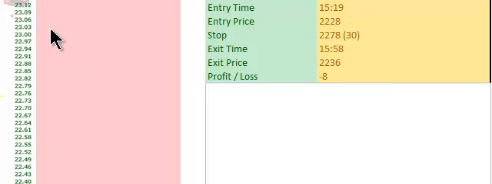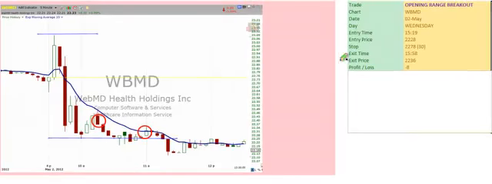Okay, the next trade of the day was WBMD. In this trade, it nicely held within the 10-period moving average and bounced nicely off the 10-period moving average. It looked like it had a lot of volume on the way down, and again, just like the rest of the market, it reversed at around 10:30 US time. Over here, entry price 22.80, exit price 22.36, with a loss of 8 points or cents.